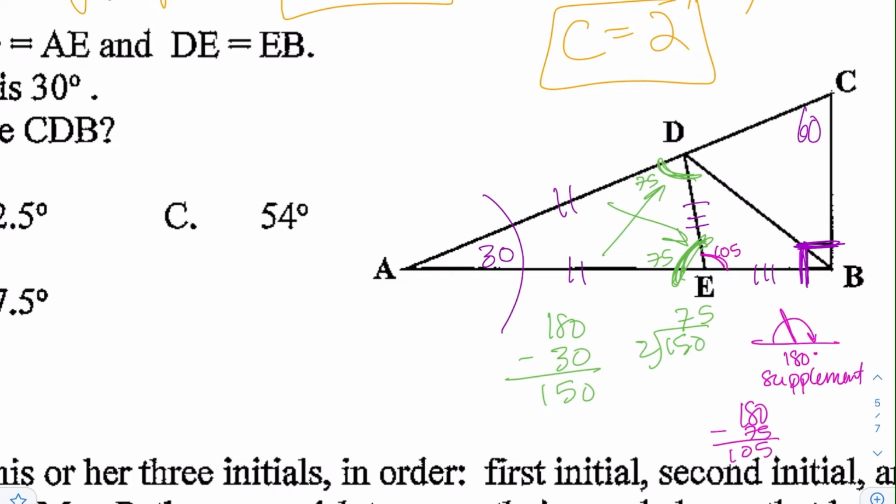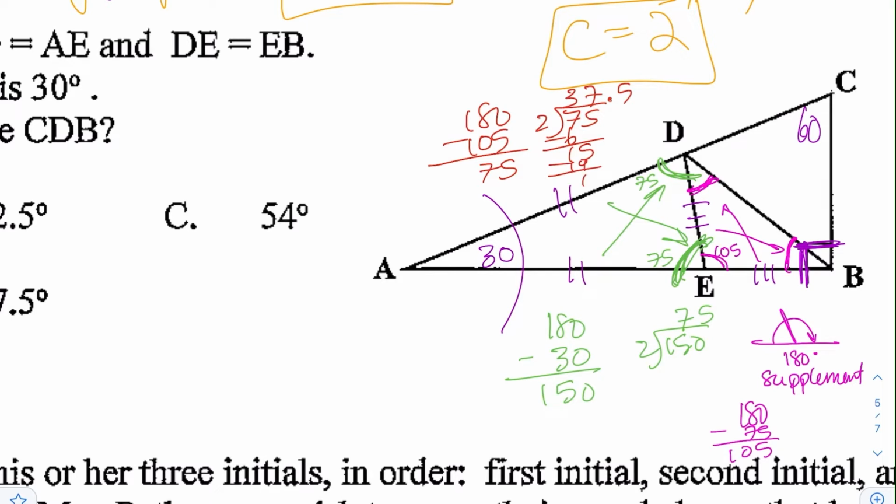And then that means that the two opposite angles must be equal as well, because triangle DEB is also isosceles. So you have to take 180 minus 105, that's 75, and take 75 and divide by 2, and you get 37.5. So each of these will be 37.5 degrees.